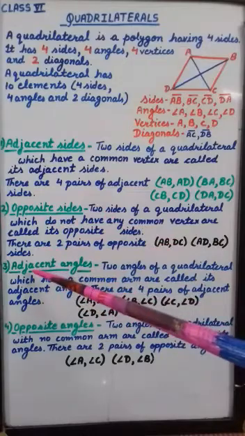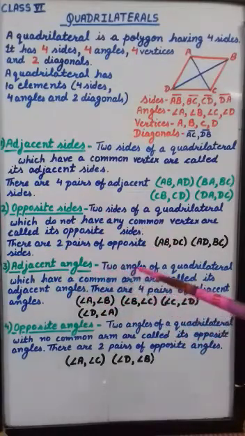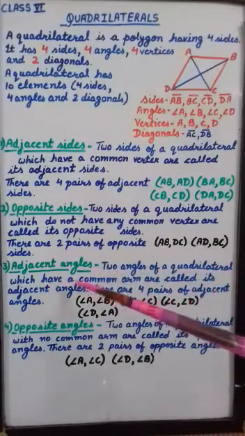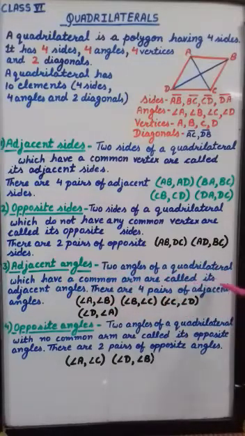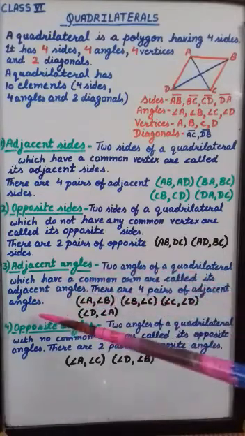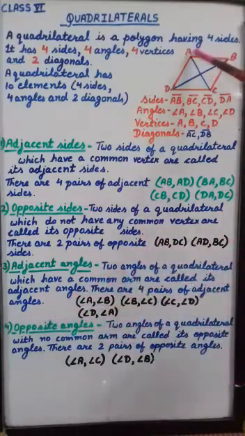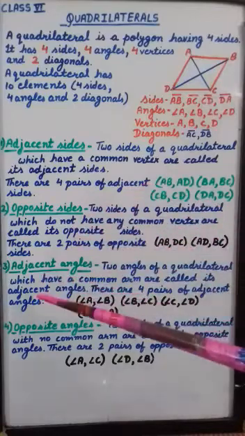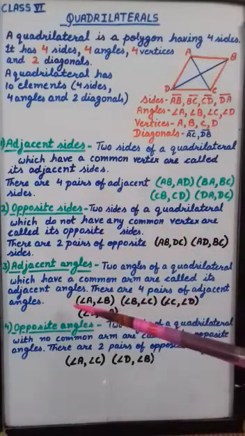Now the third one is adjacent angles. Two angles of a quadrilateral which have a common arm are called its adjacent angles. There are four pairs of adjacent angles. So two angles which have a common arm. For example, this AB is the common arm of angle A and angle B. So these two are adjacent angles. Similarly, BC is the common arm of angle B and angle C. So here there are four pairs of adjacent angles.